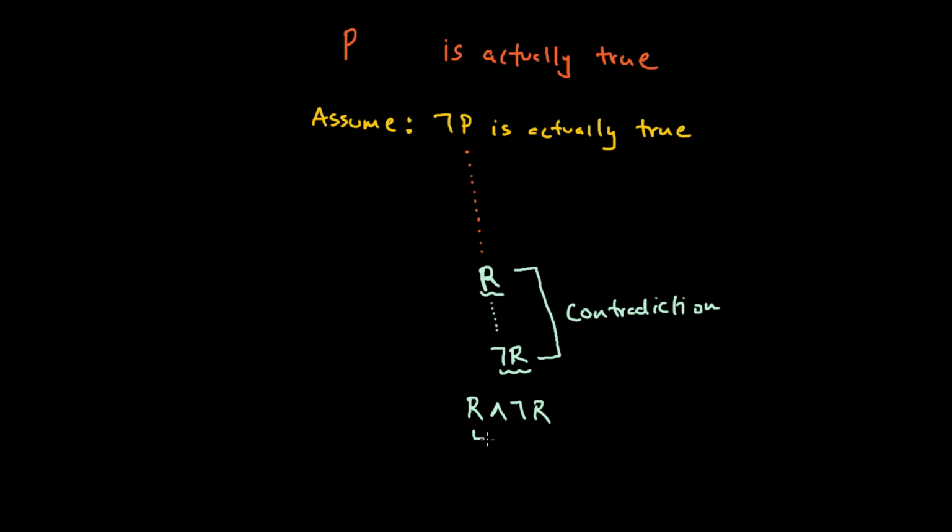Because of this contradiction that resulted from the assumption that not P must be true, this tells you that not P must be false, meaning not P must be 0, which implies that P should be 1, meaning P should be true, which, going back to the original statement, P should actually be true.